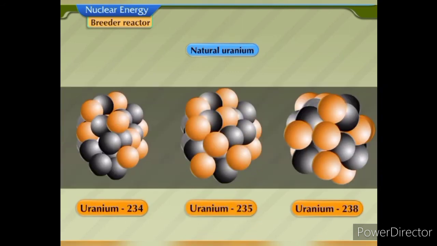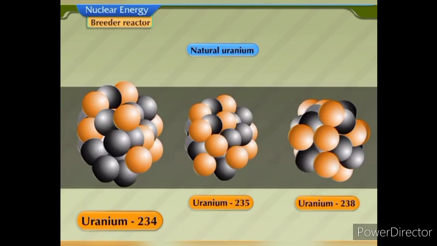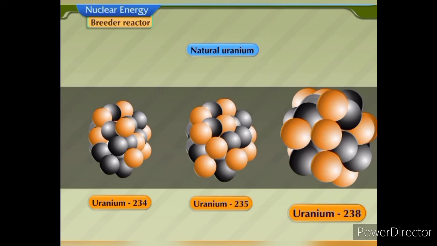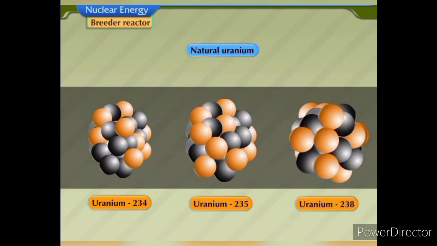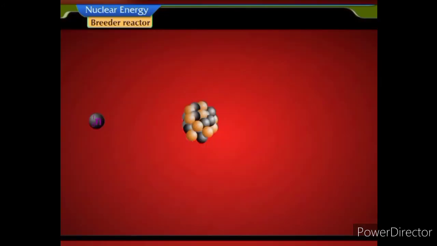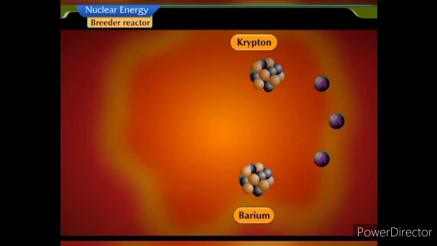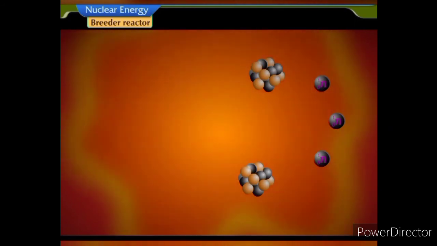Uranium has three isotopes: uranium-234, uranium-235, and uranium-238. Out of these, the percentage of uranium-238 is more than 99%. Uranium-235 undergoes fission when bombarded with a slow neutron. The breakup of uranium-235 when subjected to neutron bombardment gives fission products barium and krypton and 3 neutrons, along with the release of a large amount of energy.